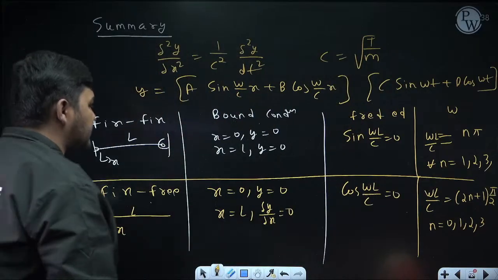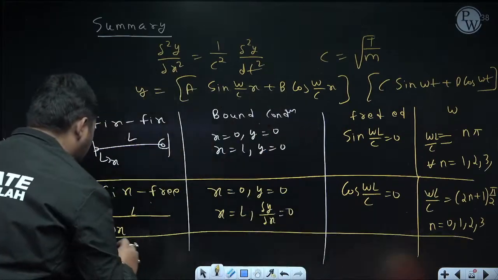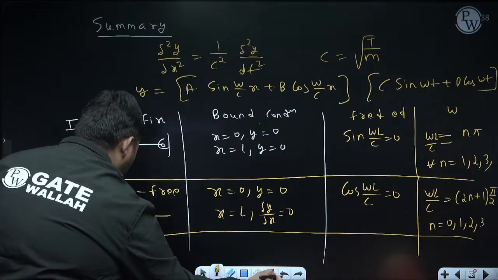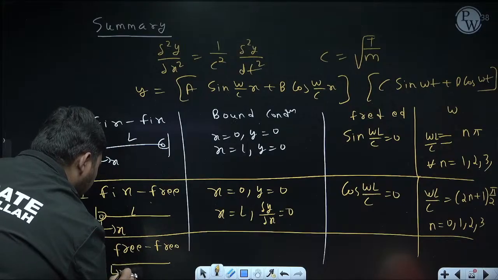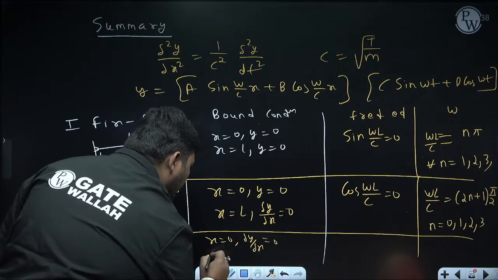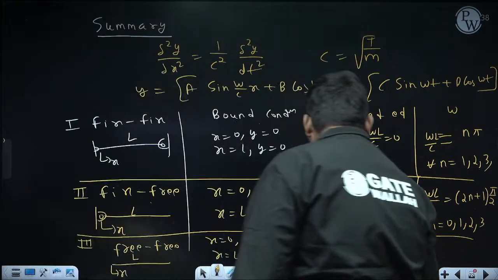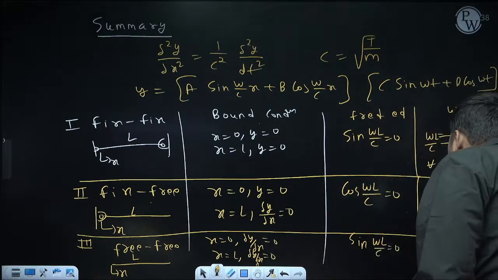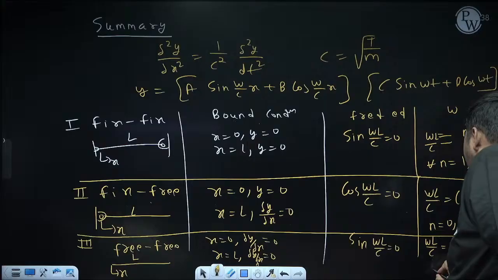Last, I am writing here itself because in the same table you will get all the data. Free-free. Suppose I am taking x from this end. So at x equal to 0, del y by del x is 0. At x equal to L also, del y by del x is 0. Here the frequency equation will come in terms of sin, that is sin(omega L by C) equal to 0. So omega L by C will be equal to n pi, meaning omega is n pi C by L. But here the only difference is that n starts from 0.